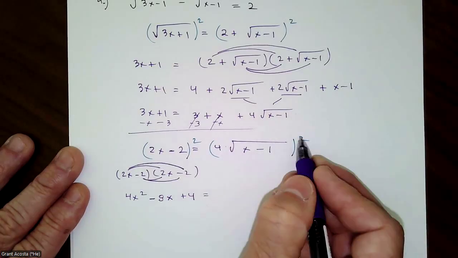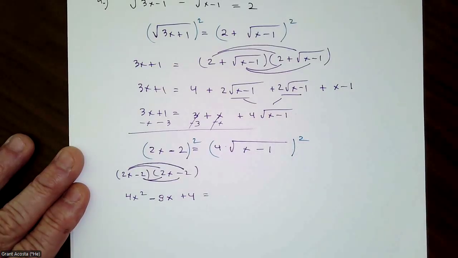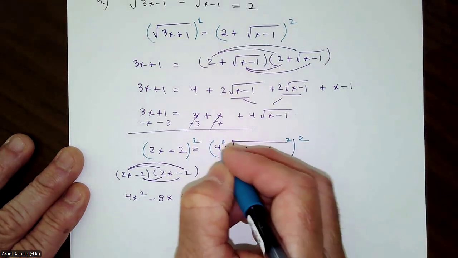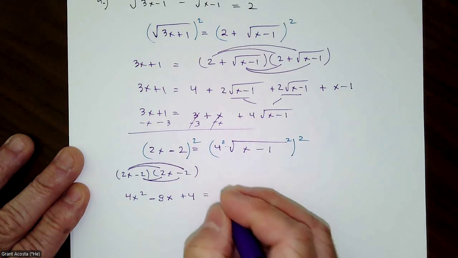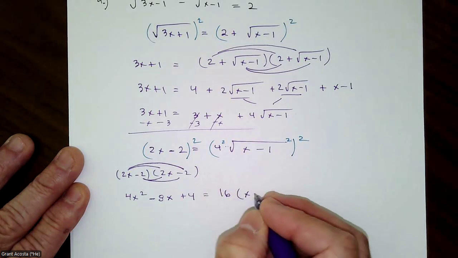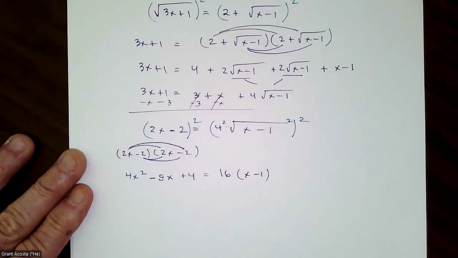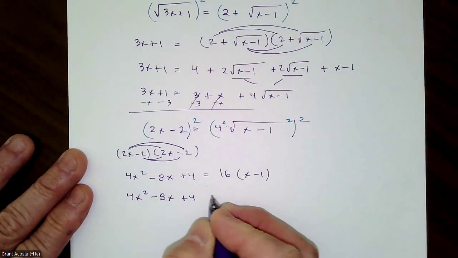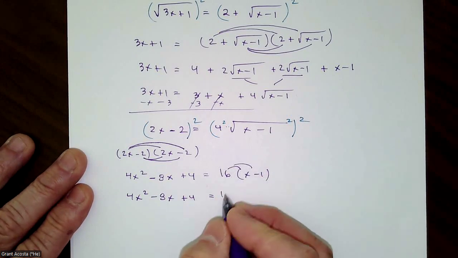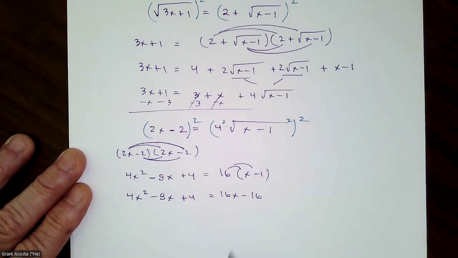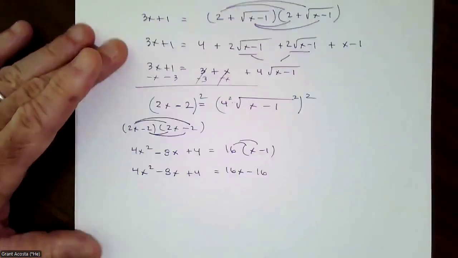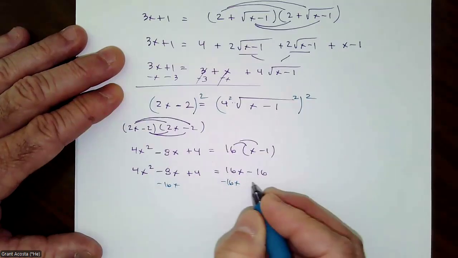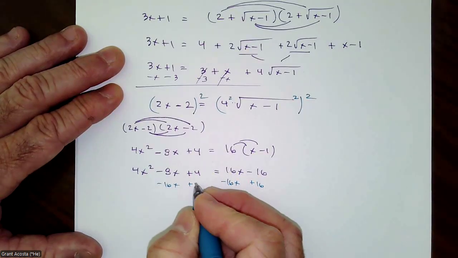Now, because these are multiplied, you're really squaring both of these, right? You can distribute because it's multiplied. So you're squaring this and you're squaring that. So this is going to turn into 16 times x minus 1. Let's distribute. And then we're going to make one side equal to 0. So we'll subtract 16x and add 16.